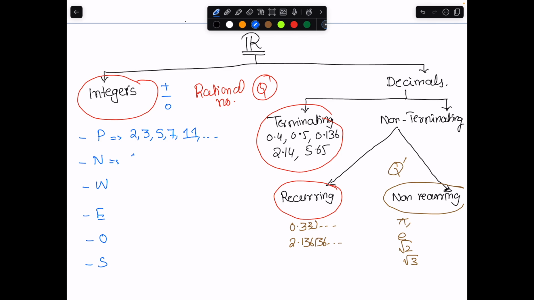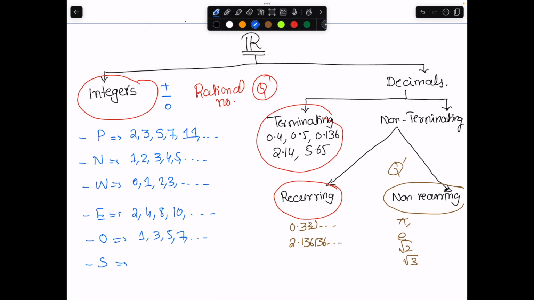Natural numbers are the numbers that start from 1 and just continue. Whole numbers is just adding a 0 to natural numbers. These are all the numbers. Even numbers are the numbers which are divisible by 2. So we have 2, 4, 8, 10, so on and so forth. Odd numbers are the numbers which are not divisible by 2: 1, 3, 5, 7, and so on.